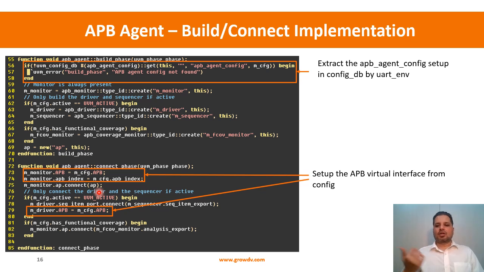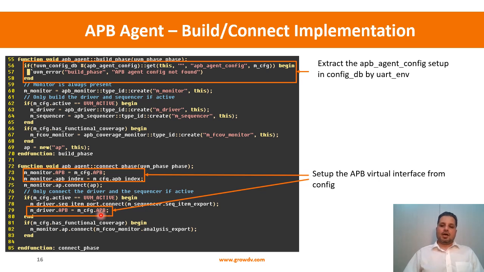So this is a port-to-port, agent port-to-port connection, and further you can give the implementation when we finally connect to the export and provide the implementation. This is just a port-to-port connection that is taking place. It also checks if it is active, and then the driver's sequence item port gets connected to the sequencer's sequence item export. This is where we connect the sequencer and the driver, and the driver also internally contains a virtual interface for the APB, which is initialized with m_config.apb.